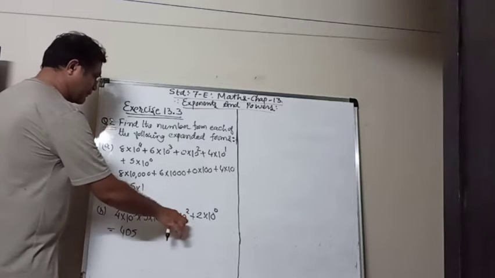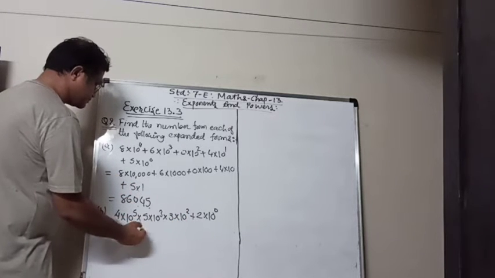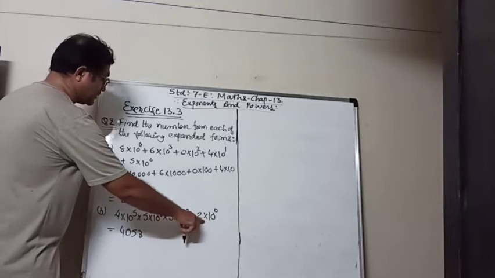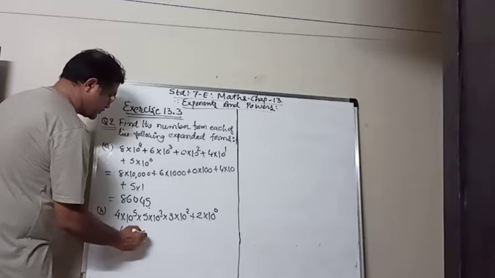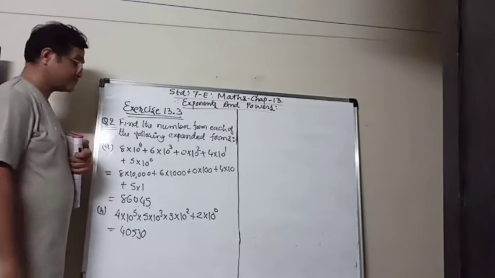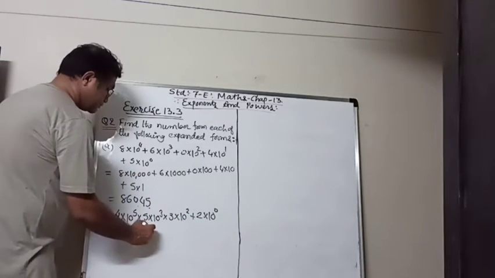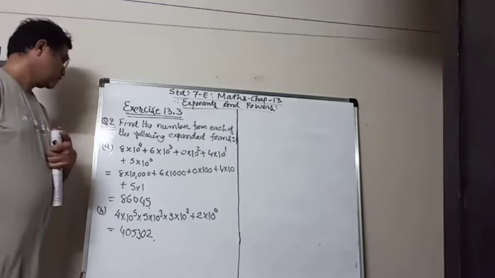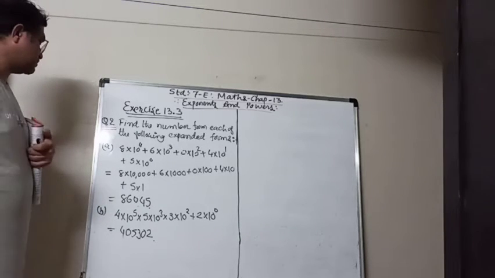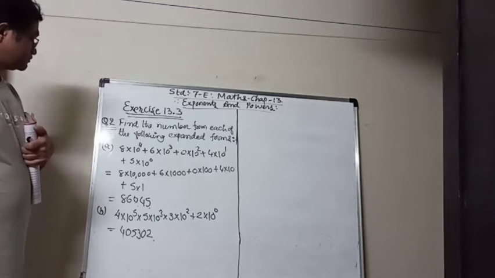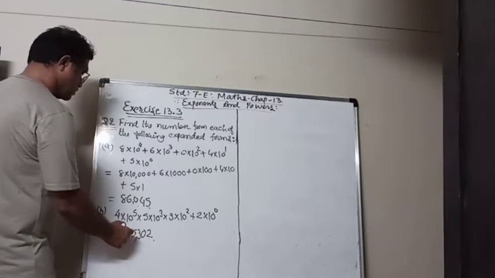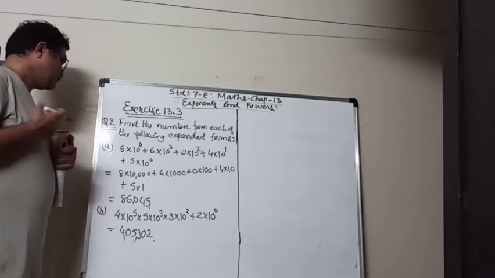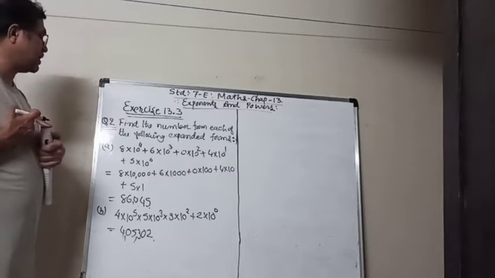Then the 3 power, then the 2 power is there, so you can write down 3. Then the 1 power is not there, so in place of the 1 power also we have to put 0, and then 2. So like that we have to write it down, otherwise there will be a problem. So it is 4,05,302.